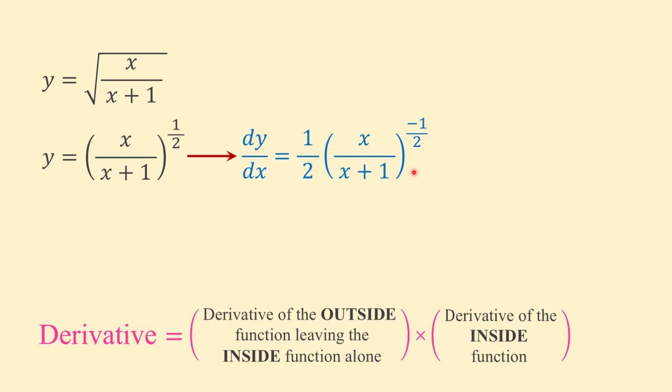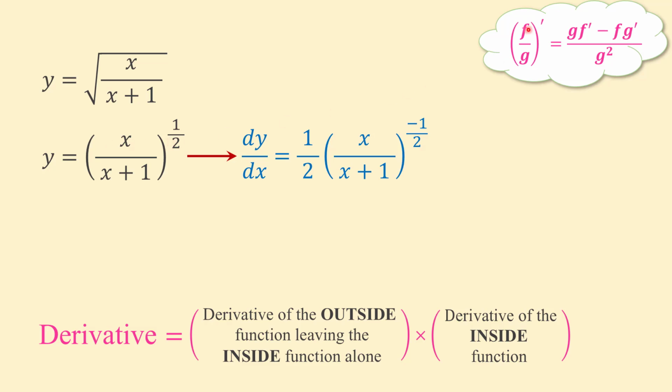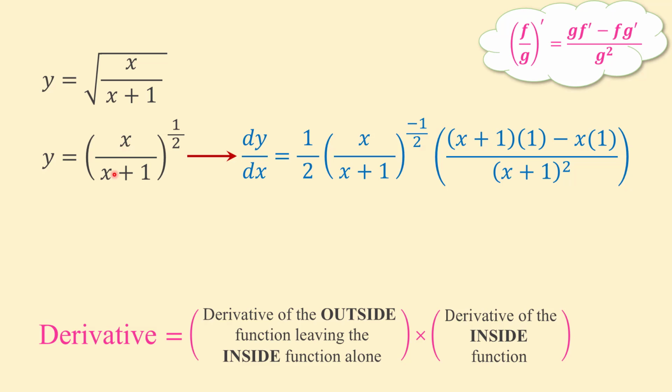Anyway, now we have to multiply this by the derivative of the inside function. Inside function is x over x plus 1. To find the derivative of this expression, we have to use quotient rule. If you recall, derivative of f over g, derivative of a quotient of two functions, equals g bottom function times derivative of top function minus top derivative of bottom function over bottom squared. And so derivative of x over x plus 1 equals this expression.